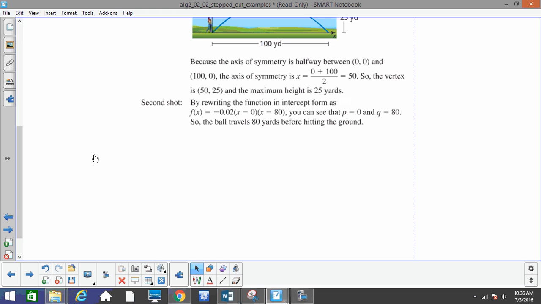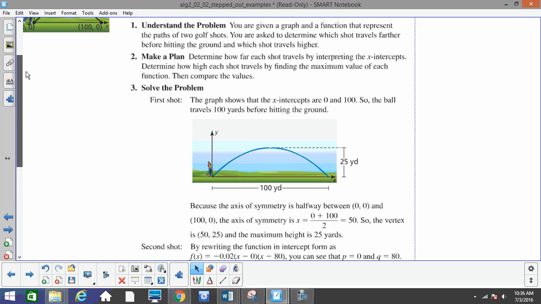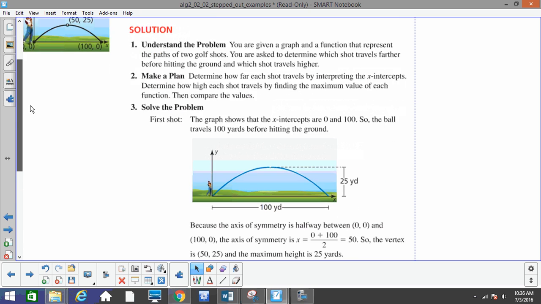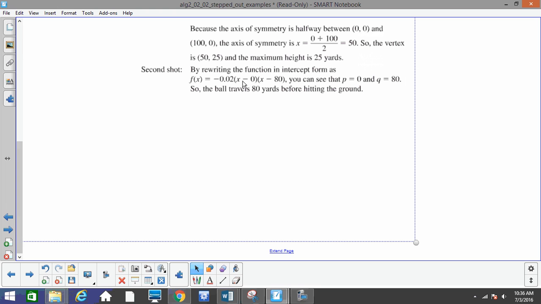So our second shot, they tell us what they've done here. They didn't give it to you factored, but they went ahead and factored that. And that's just x minus 0. That's the same thing as x. So your intercepts are 0 and 80. You can tell right now that it only traveled 80 yards. It didn't go nearly as far.